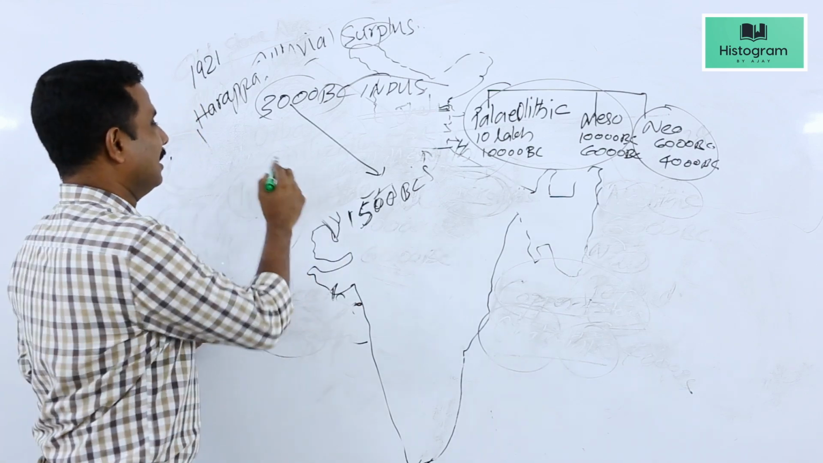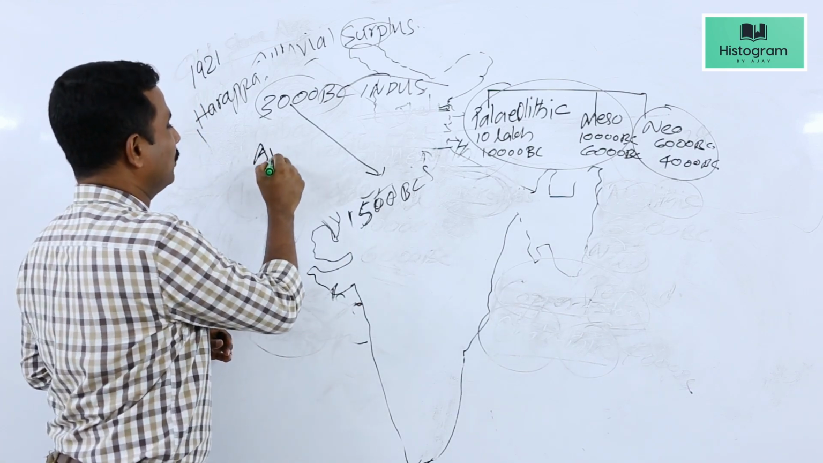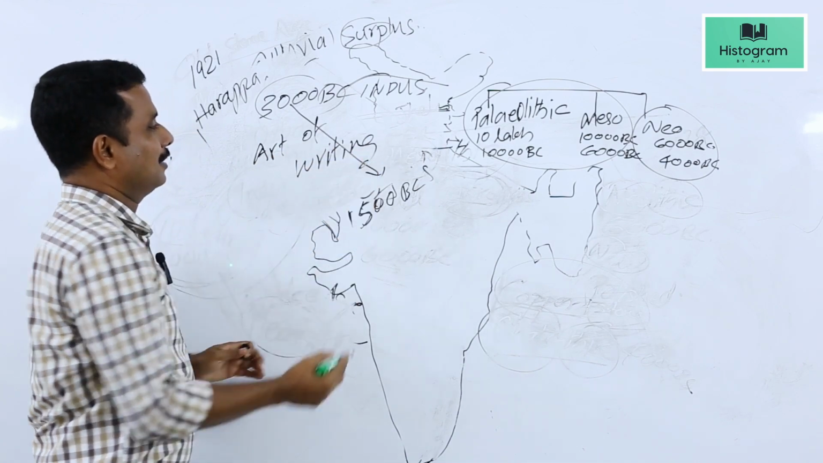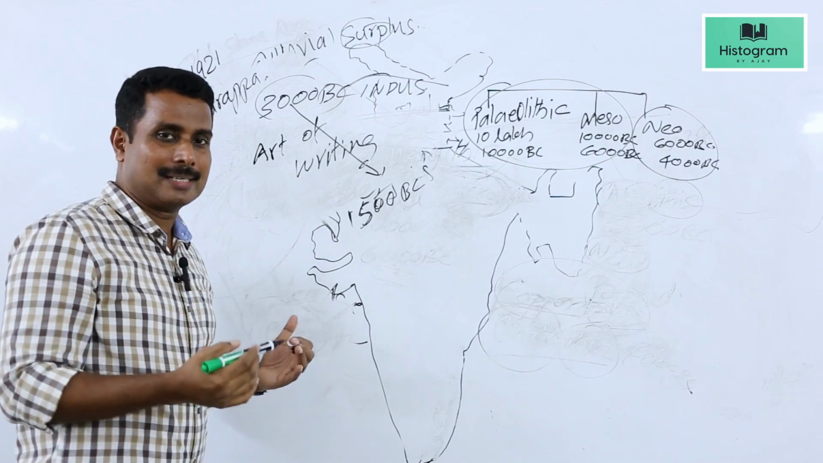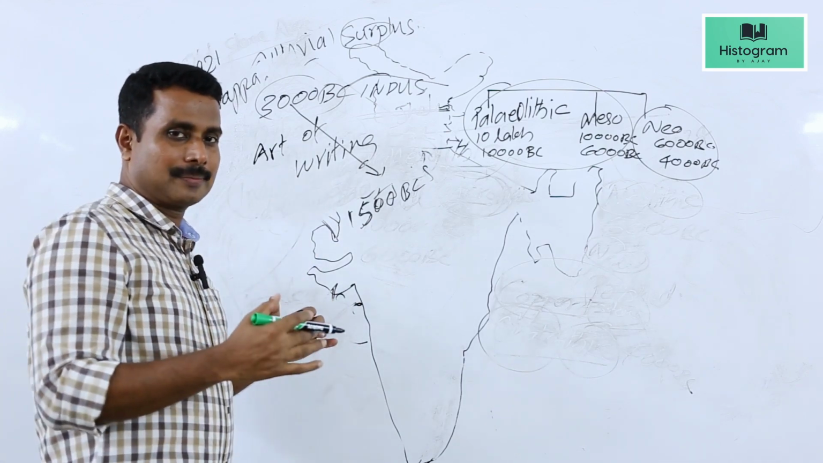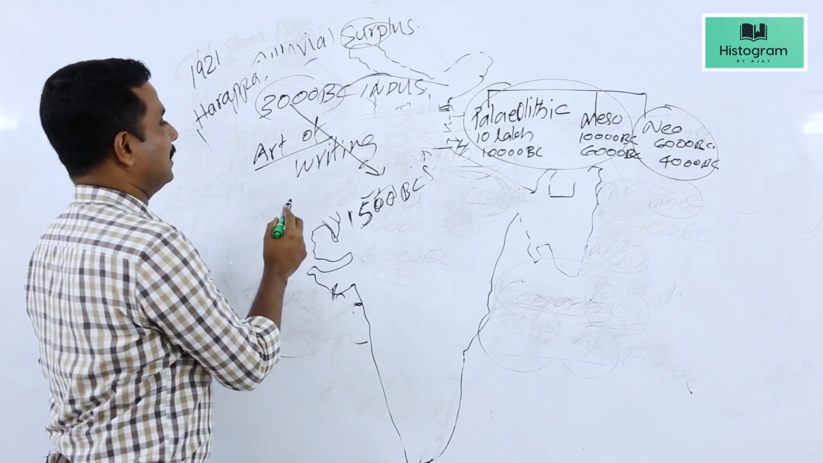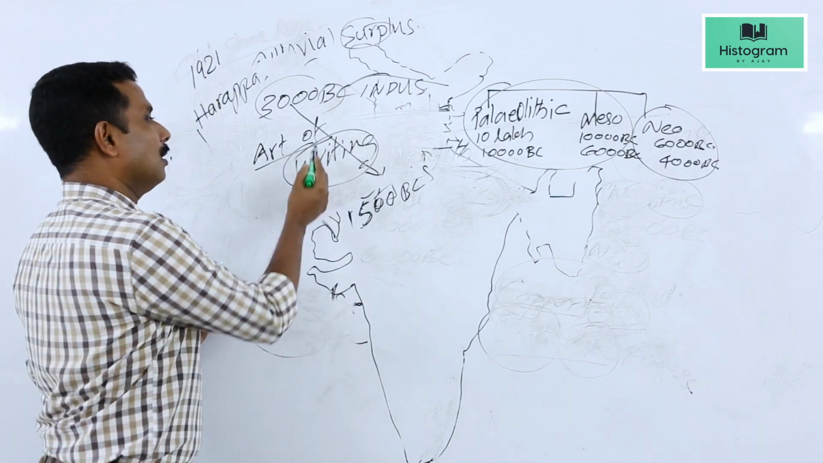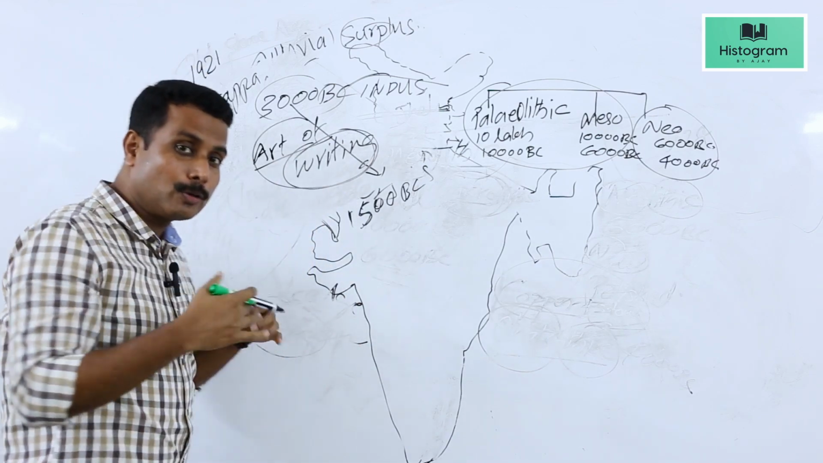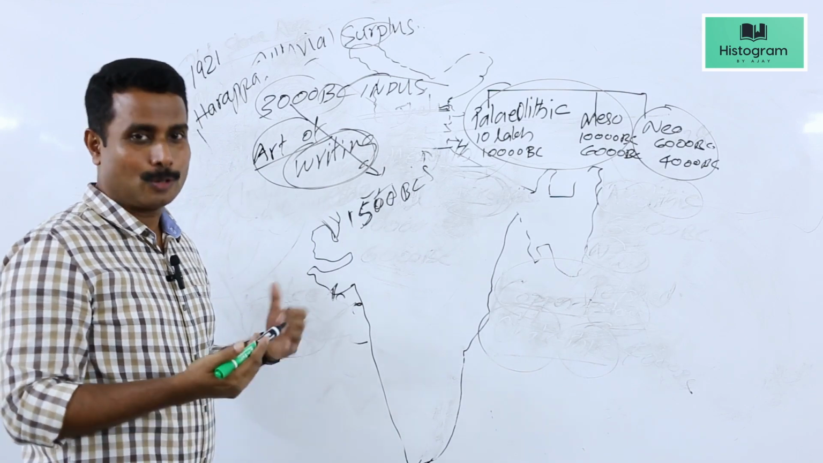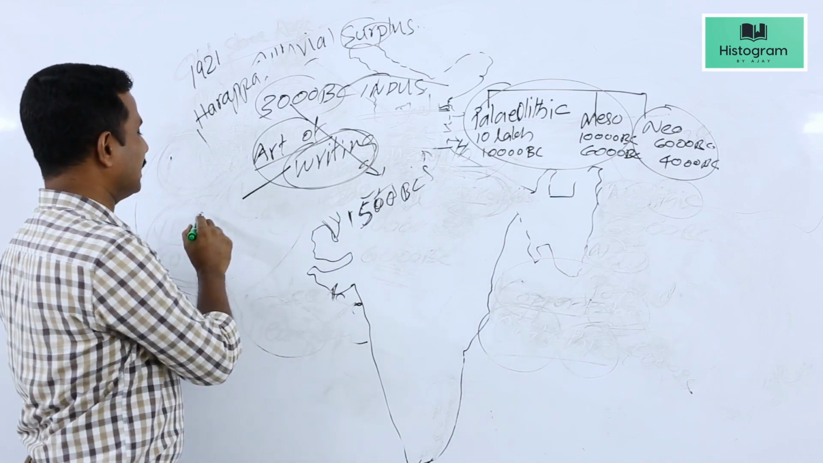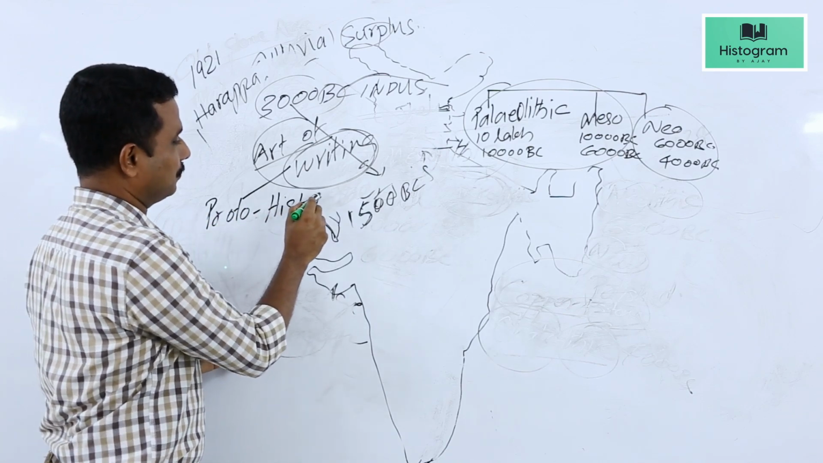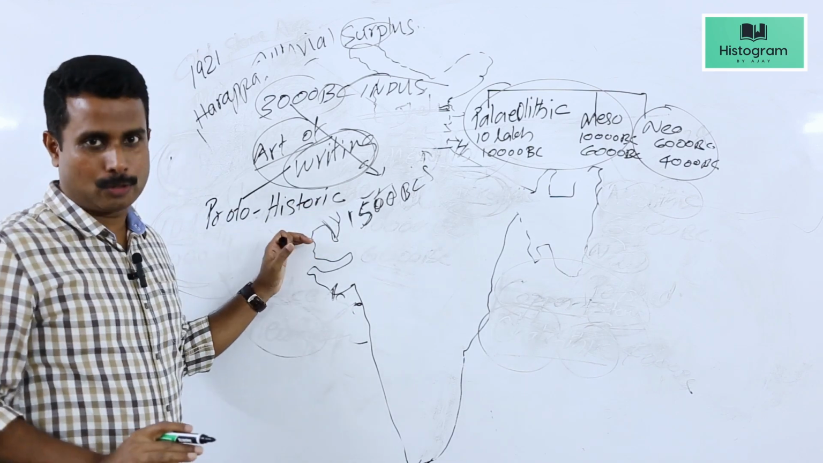Okay, and they had the knowledge of the art of writing. So we have a large number of evidences like sealings and other materials on which they have written their communication. So they knew the art of writing, but we could not read it. We could not read their script. So we classify it as proto-historic period. Proto-history or proto-historic period.